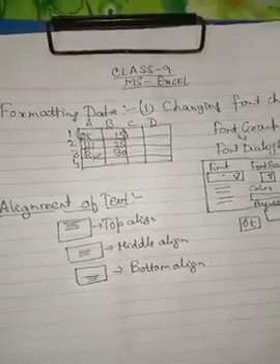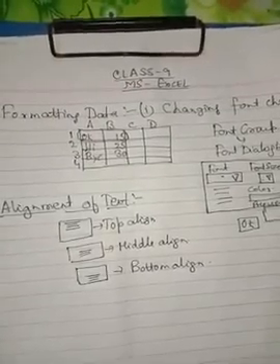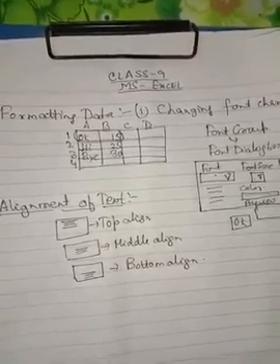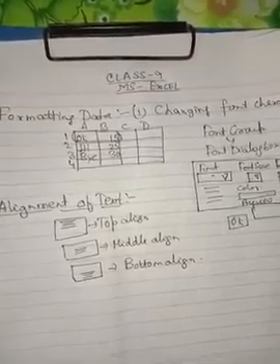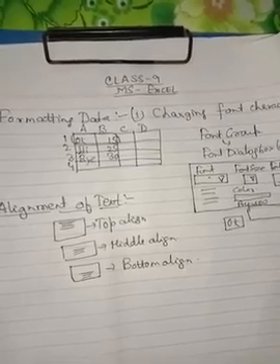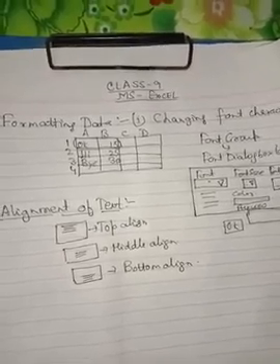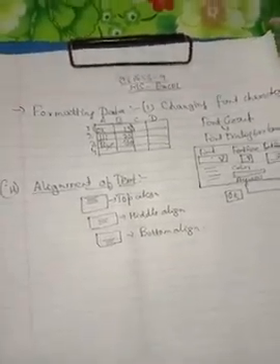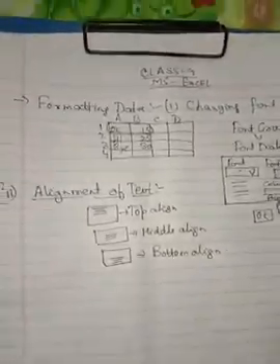So the top align means to align the data to the top of the cell. The middle align means to align the data vertically in the middle of the cell, and the bottom align means to align the data to the bottom of the cell. And the remaining alignments, left, right, center, justify, we have already discussed in MS Word. So now we are not going to discuss the same topic again.